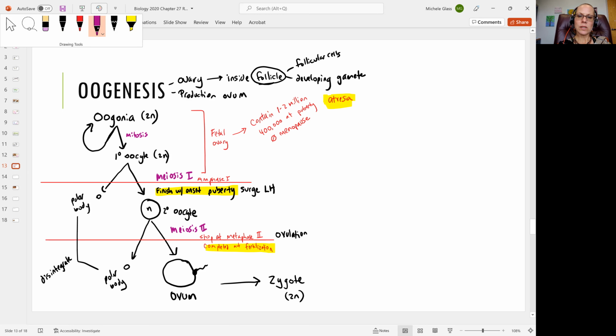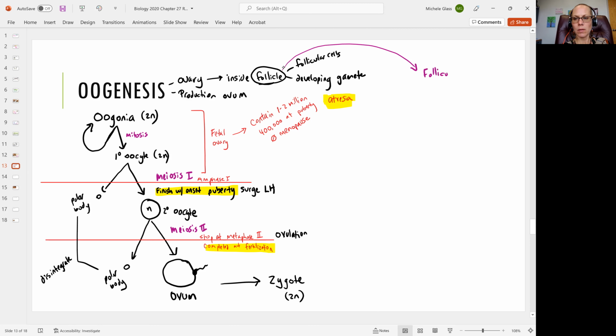The other thing that we're seeing happening is in the ovary, not only are we getting this whole process of oogenesis, but we're also going to see follicular development. So we're seeing that the follicles and the oocytes are developing during what we're going to call the ovarian cycle, which is a cycle that's lasting about 28 days.